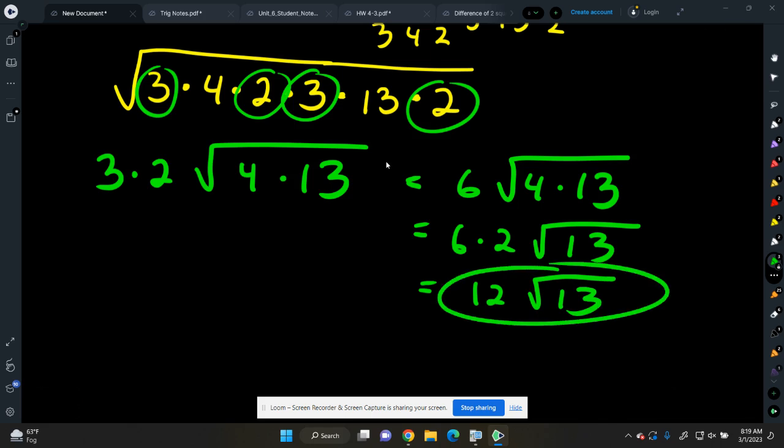Yes? Why don't you just factor the 4 into 2 and 2? We could. We just didn't have to. Because I know the square root of 4. So if I know it's a perfect square, I don't have to keep factoring it down because I know I can take the square root of it.